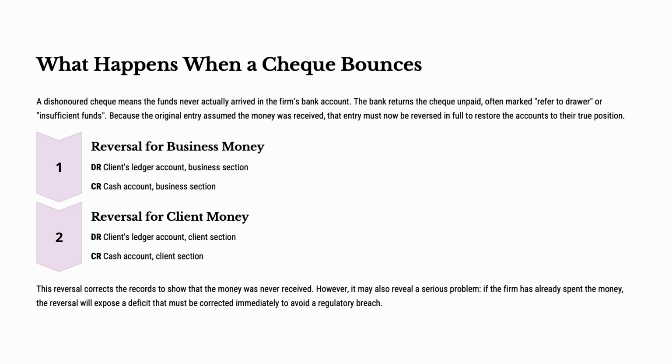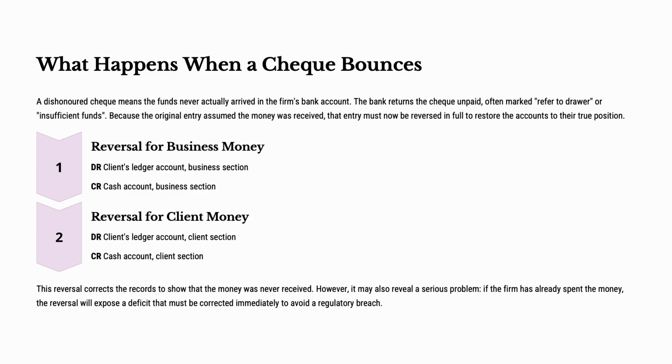So, what happens when the check bounces? When the bank rejects a check, the original entry must be undone because the money never actually reached the account. For a dishonored business check, we reverse: debit the client ledger business section and credit cash account business section. For a client check, you debit the client ledger client section and credit cash account client section. Once you do these steps, this restores the balance to what it should be. If the firm has already spent money, against the expected amount a deficit will now appear.